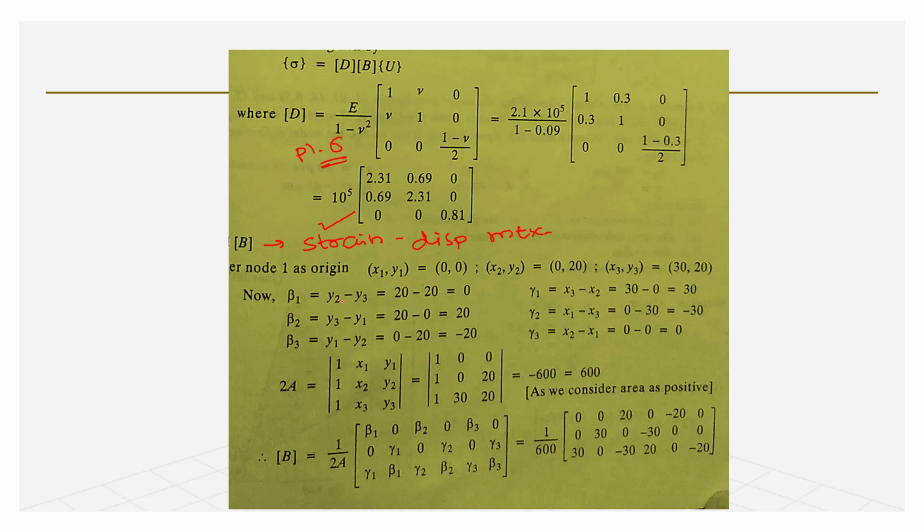I think you have already studied how to find these using matrices. The area of a triangle is given by 1 by 2 into this. If we take 1 by 2 here, then 2 times the area is equal to the determinant of the coordinates matrix, right? So from taking the determinant of this matrix, we get the area. And the beta and gamma values are given like this. There's a simple way to remember this. You might have studied in matrices how to find these positions, right? So we get the B matrix, which is a strain displacement matrix, like this.